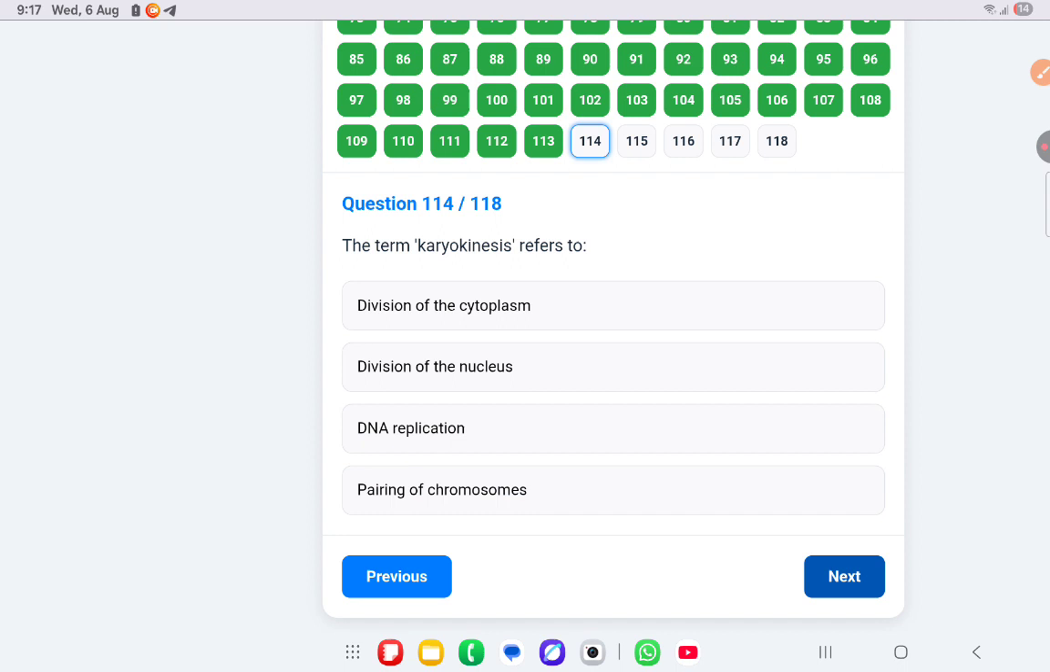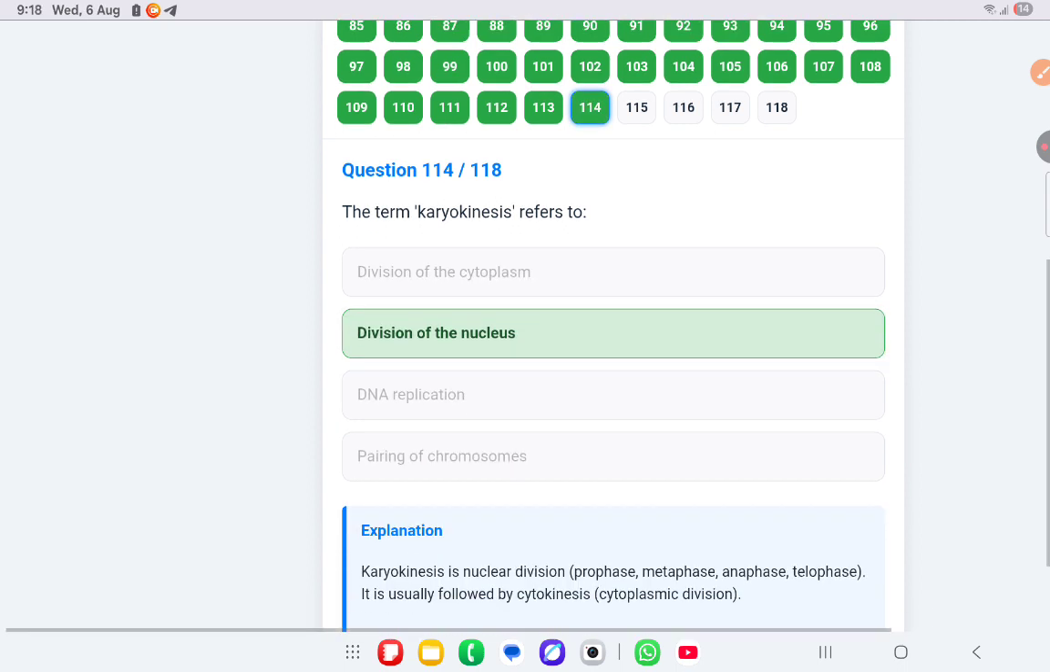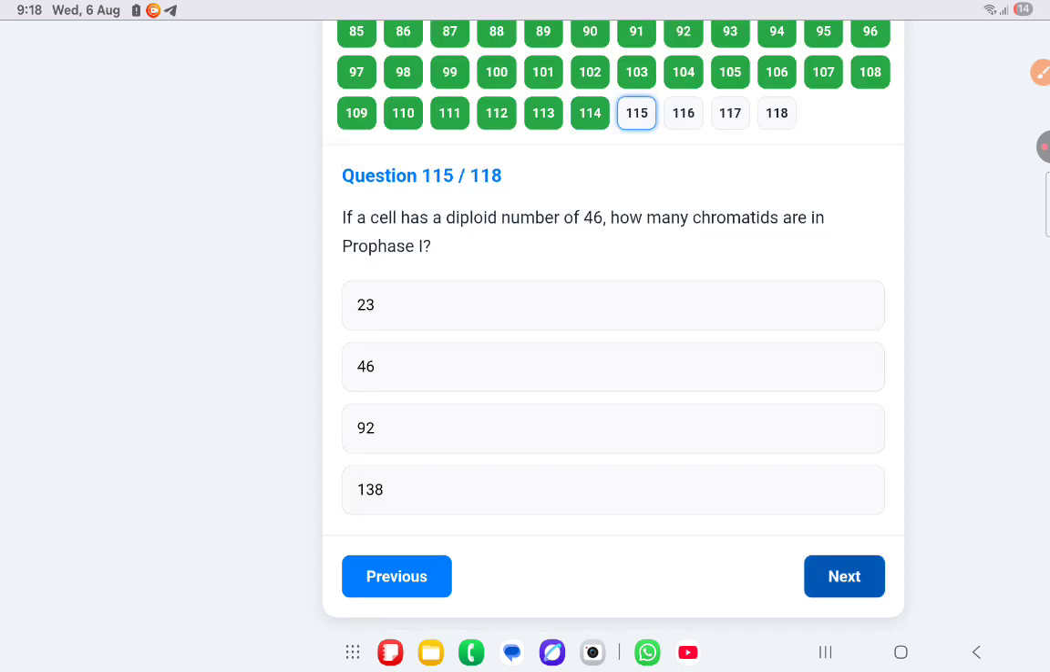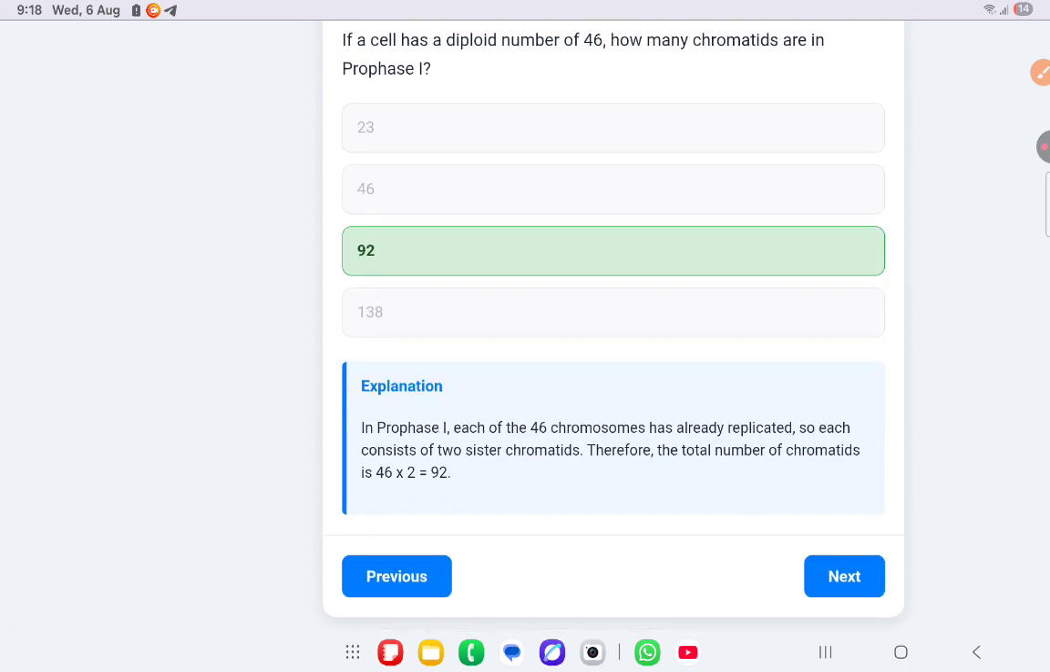The term karyokinesis refers to division of the nucleus. Then, if a cell has a diploid number of 46, how many chromatids are in prophase 1? 92. That means in prophase 1, each of the 46 chromosomes has already replicated, so each consists of 2 sister chromatids. Therefore, the total number of chromatids is 46 into 2, that means 92.